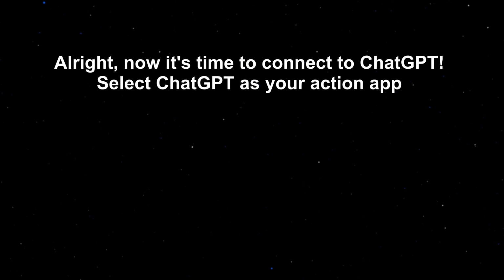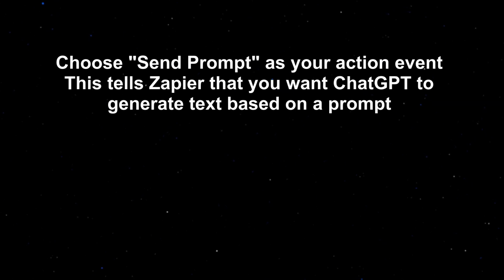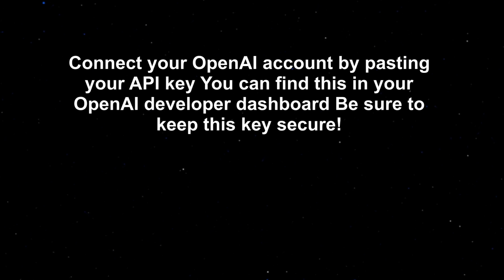Alright, now it's time to connect to ChatGPT. Select ChatGPT as your action app. Choose Send Prompt as your action event. This tells Zapier that you want ChatGPT to generate text based on a prompt. Connect your OpenAI account by pasting your API key. You can find this in your OpenAI developer dashboard. Be sure to keep this key secure.